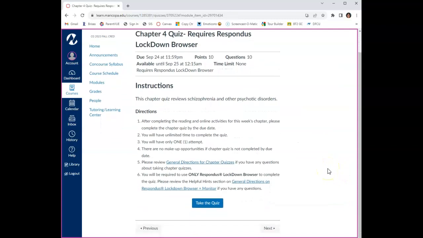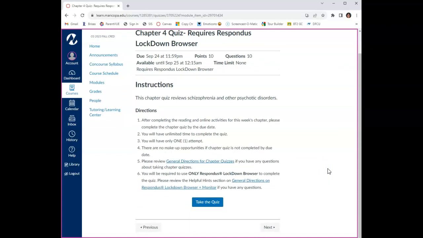The third assignment is the chapter quiz. I encourage you to spend time differentiating between schizophrenia and 2 other very similar psychotic disorders: schizophreniform disorder and schizoaffective disorder.